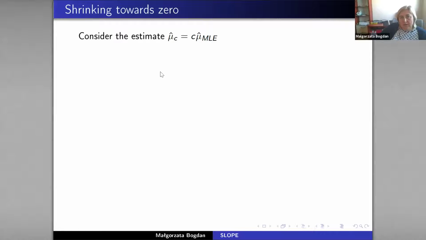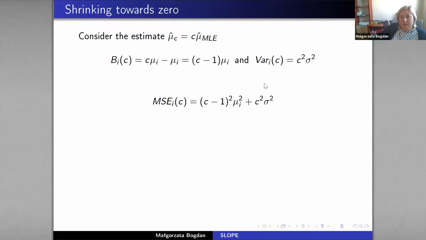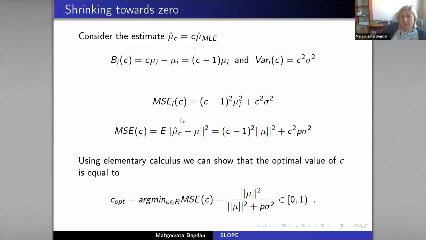So what do we do? Well, let's consider a very simple estimate. Let's multiply our maximum likelihood estimator by some constant, C. Now you can calculate the bias and the variance. You can calculate the mean square error. It is a function of just one thing, C. And now we want to find C which minimizes the mean square error. This is a very nice quadratic function, so it is enough to set the derivative equal to 0. And you can find out that the optimal C is smaller than 1.